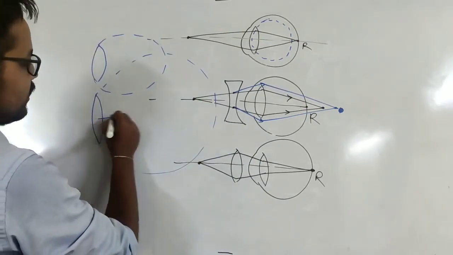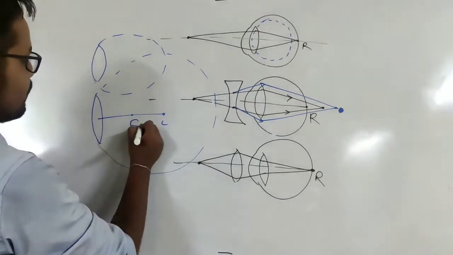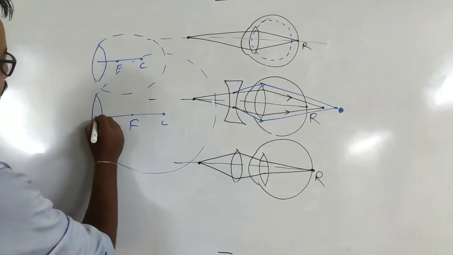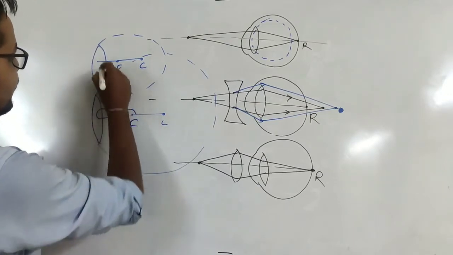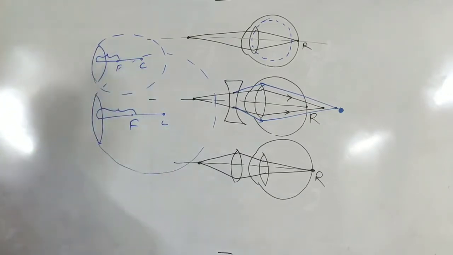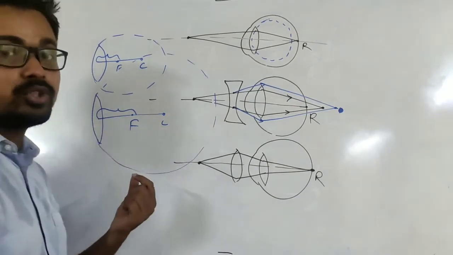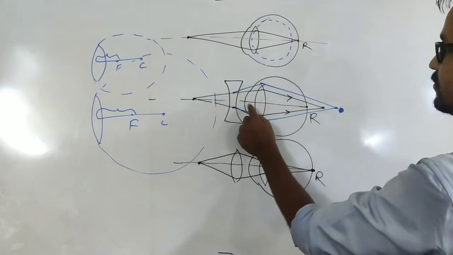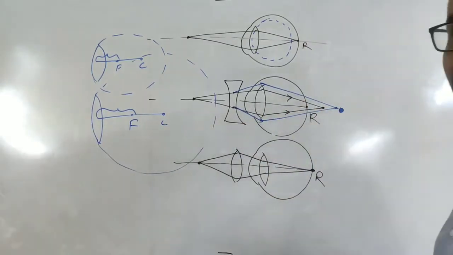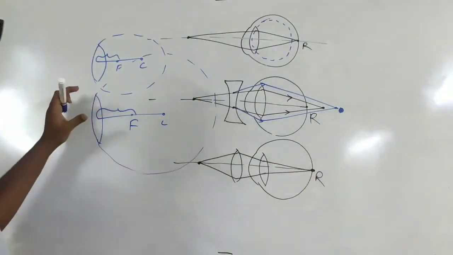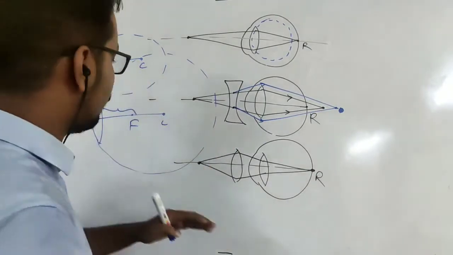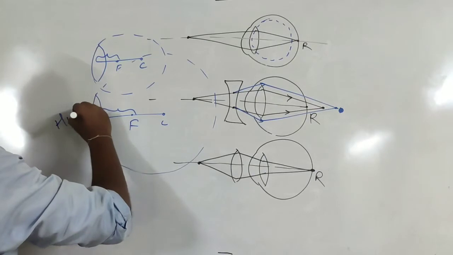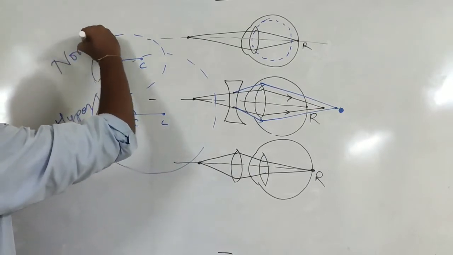So its center will be here, focus will be here, and for this one, the focus will be here and center will be here. So as you can see, the focal length is much more in this case compared to the other. The image is not formed at the retina, rather it is formed behind. Okay. So the focal length becomes larger, because this is what happens in case of hypermetropia, and this is a normal eye.